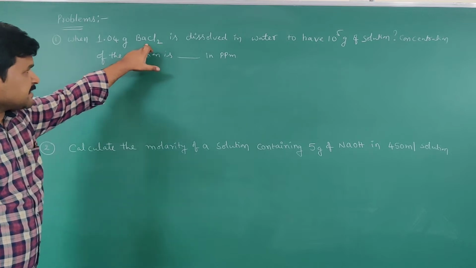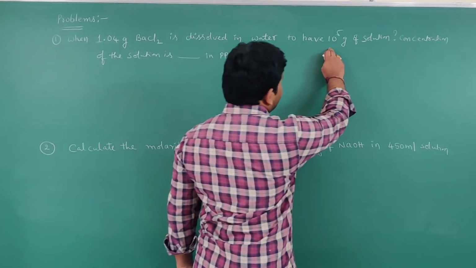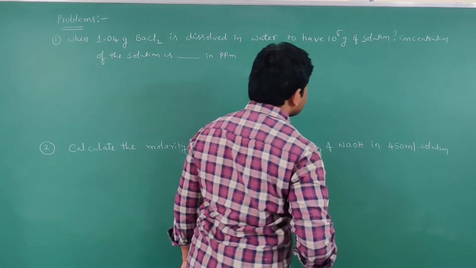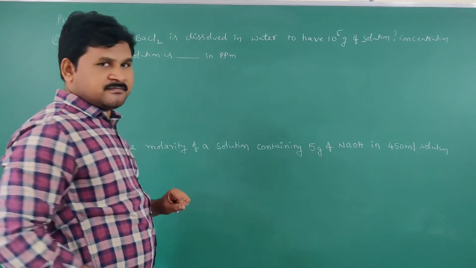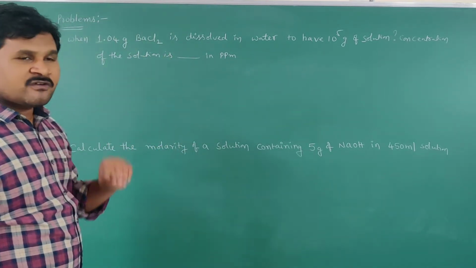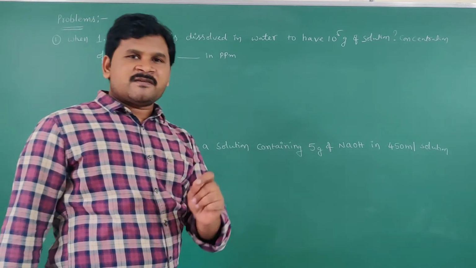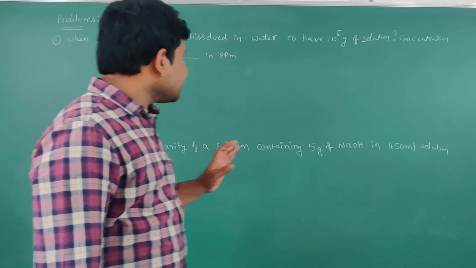When 1.04 grams BaCl2 is dissolved in water to have 10 power 5 grams of solution, concentration of the solution is dash in ppm. So this is the question. We have to calculate ppm. So before going to ppm, for every problem first we have to write the data. So what is the given data?